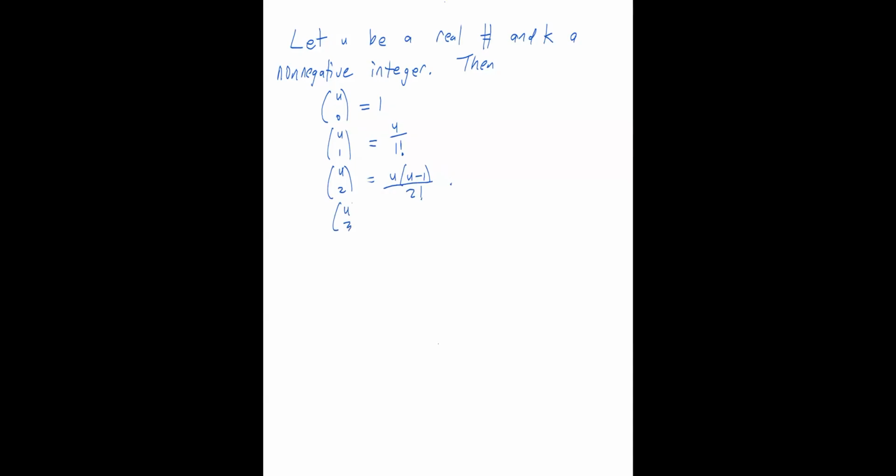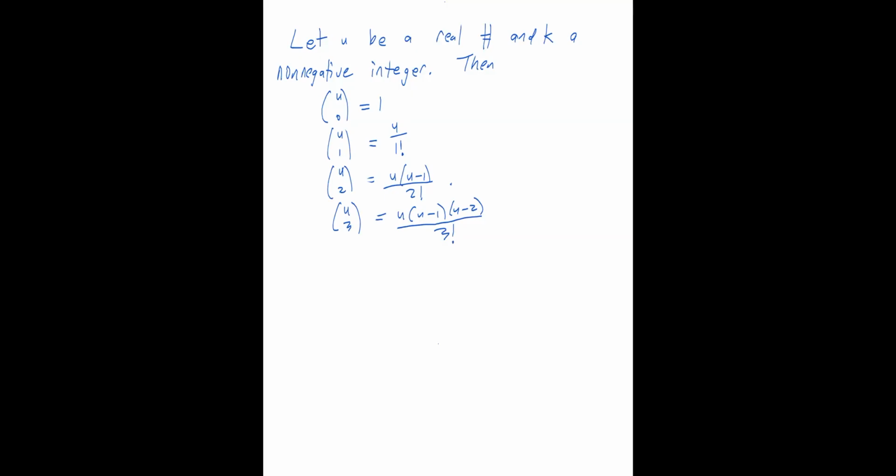Okay, so do you see the pattern? Tell me what u choose 3 would be. What would u choose 3 be if I just continued the same pattern of u? It'd be u minus 1, and then it'd be u minus 2. So when you do u choose 3, there's 3 factors that are done, and then it's 3 factorial on the bottom. How does that look to you?